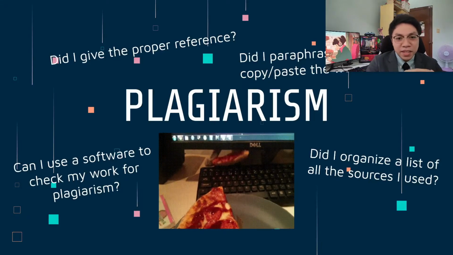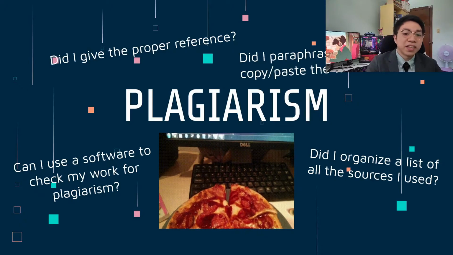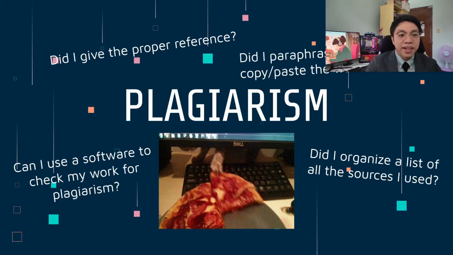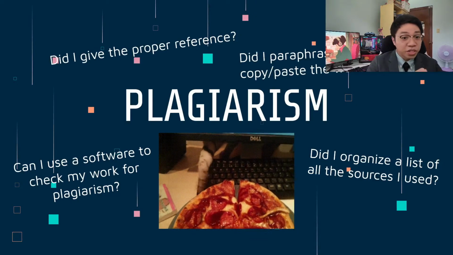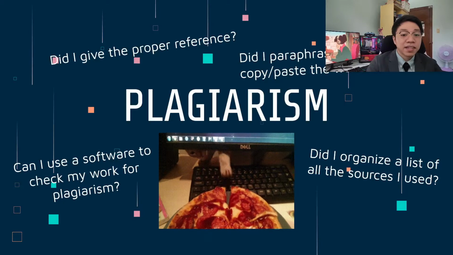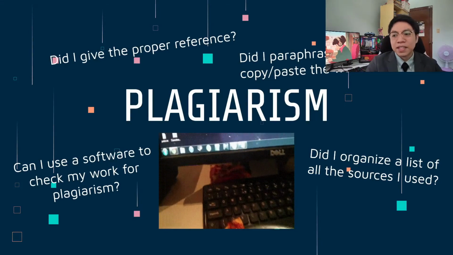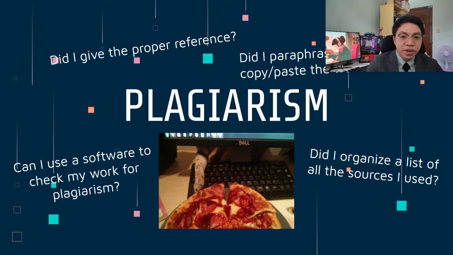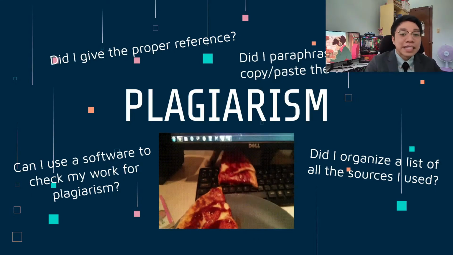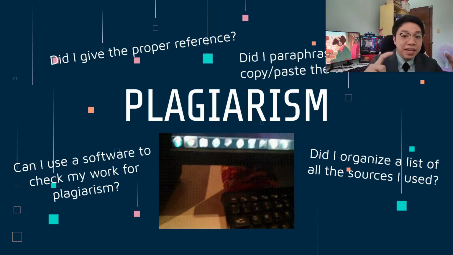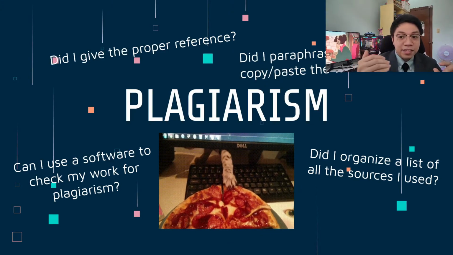So some important questions that we could ask ourselves when it comes to plagiarism are: Did I give the proper reference? Did I paraphrase their work, or did I just copy paste it? Did I organize a list of all the sources I used? I may have scoured through the internet, through the different libraries, but I forgot to source some of it, and I may have claimed that this tidbit of information was something that I found. Did I make that list?